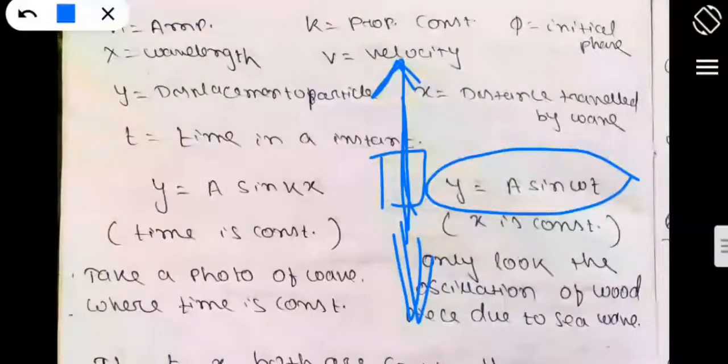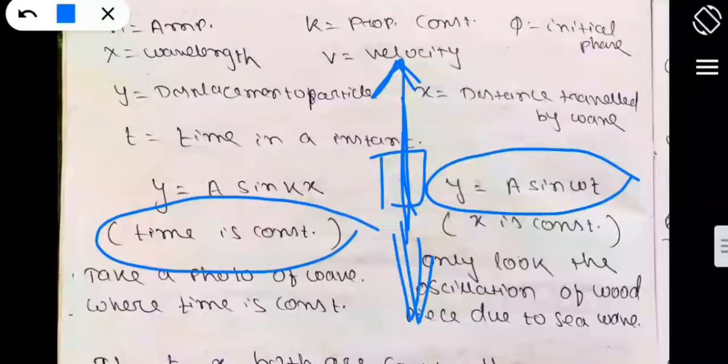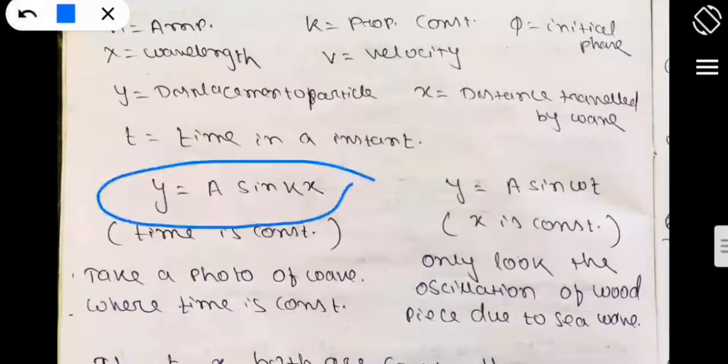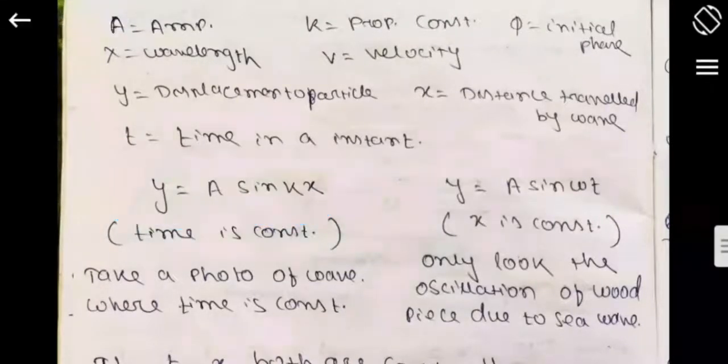y equal to a sine omega t. Now the next formula: if the time period is constant, for the snapshot I told you, if you click a picture, the formula is y equal to a sine kx. Now let's see how the formula y equal to a sine kx comes, clearly.